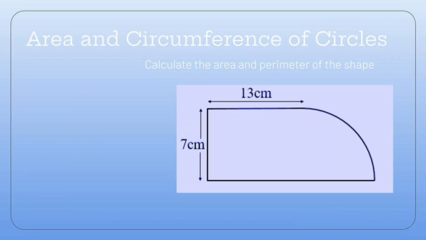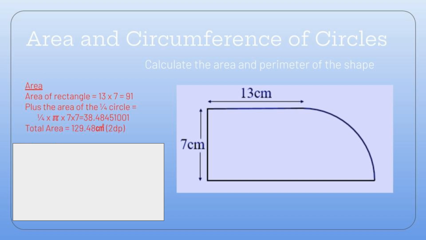In this problem, you have a compound shape. Calculate the area and perimeter of the shape. Pause and have a go. To find the area and perimeter of the whole shape, you must split it in two. The first part of the shape is a rectangle with the dimensions 13 by 7. You multiply 13 by 7 to get 91 centimeters squared.